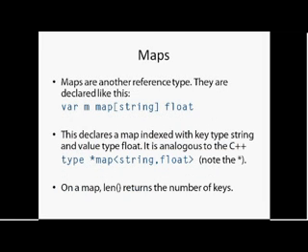Next, maps. Maps are another reference type. They are declared like this. This declares a map index with key type string and value type float. It is analogous to the C++ map. On a map, len returns the number of keys.